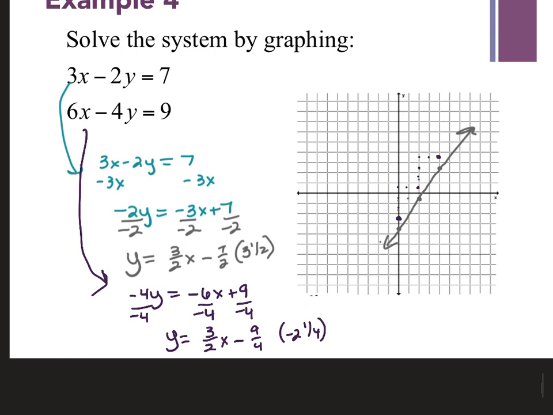What do you know about these lines? What happens when they have the same slope? Parallel. So if they're parallel and they have a different y-intercept, what's true? They're never going to intersect, yes? This is a no solution. If the slope and the y-intercept are the same, then it's all real numbers. But if the slope is the same and the y-intercept is different, no solution.